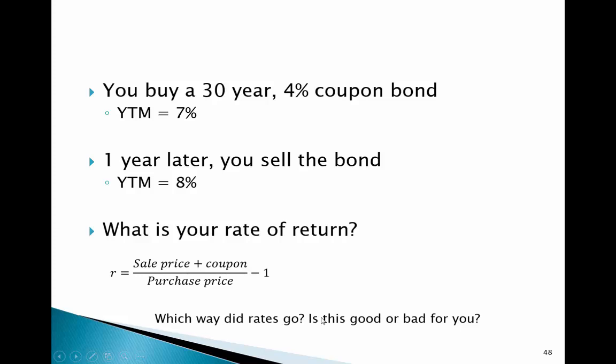So, yeah, say which way did rates go? Is this good or bad for you? In this case, it's bad. Rates went up. You're selling, so that's not a good thing.